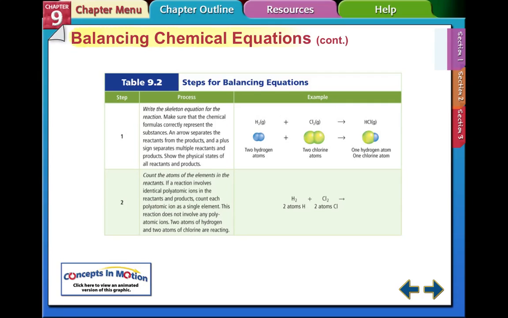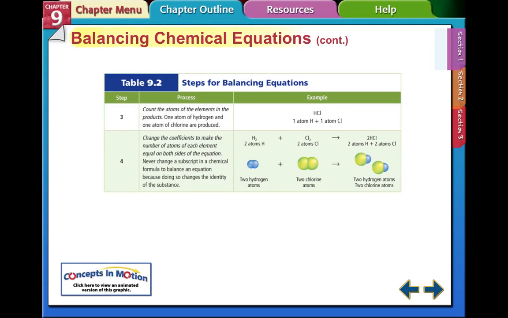Number 2, count the number of atoms of each element in the reactant. If the reaction involves identical polyatomic ions in the reactant and product, count each polyatomic ion as a single element. This reaction does not involve any polyatomic ions. 2 atoms of hydrogen and 2 atoms of chlorine are going to react. Next, count the number of atoms of each element in the product. 1 atom of hydrogen and 1 atom of chlorine are produced.